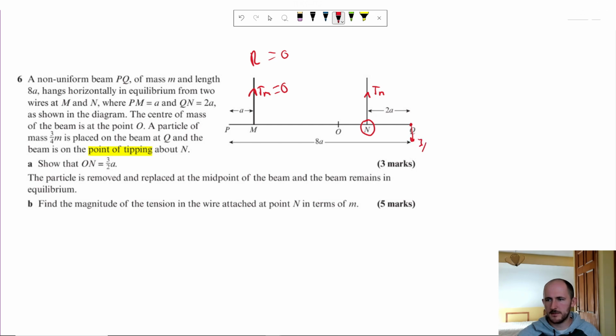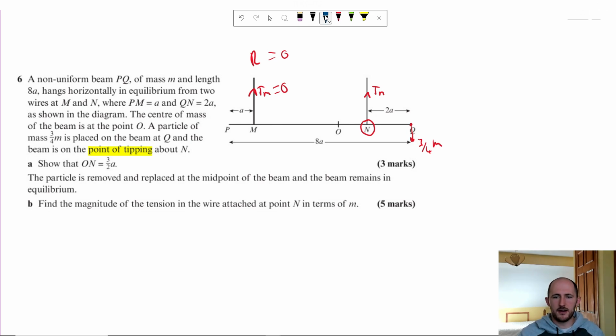So 3/4 of m. And the beam is now on the point of tipping. So as you can imagine, this weight on the other side is pulling the beam to go upwards. It's just about to start lifting, which means the tension in this part of the cable is now 0. And we need to show that O to N is 3/2A.